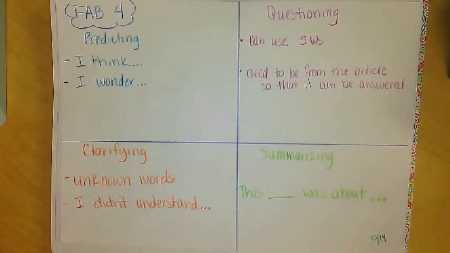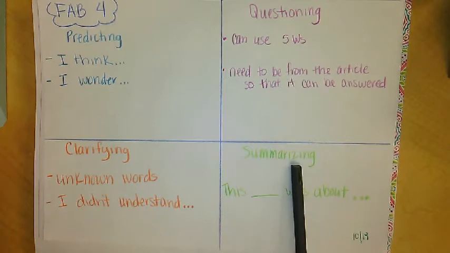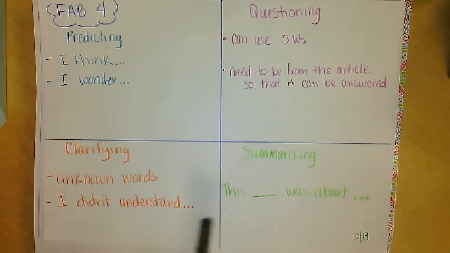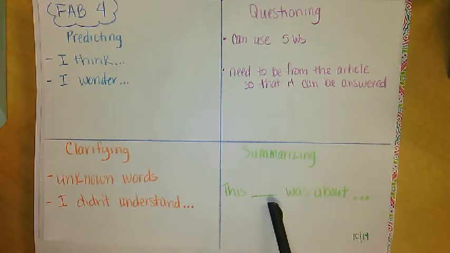And lastly, we're going to summarize. Now this kind of summarizing is going to be different than the summarizing that we do when we're reading books, because this is an article. And what we're going to aim to do is get just one sentence that tells us what the article was about. And you'll just write that down. This article was about, and then you'll tell me whatever it was.